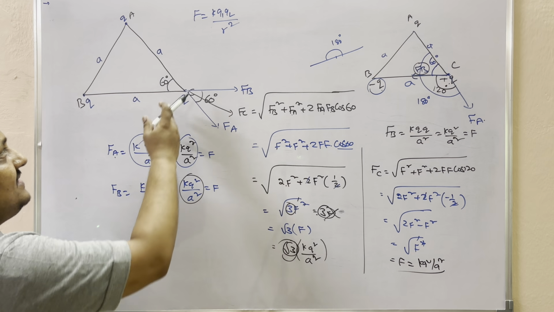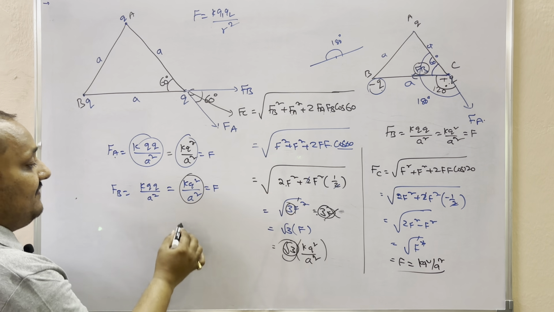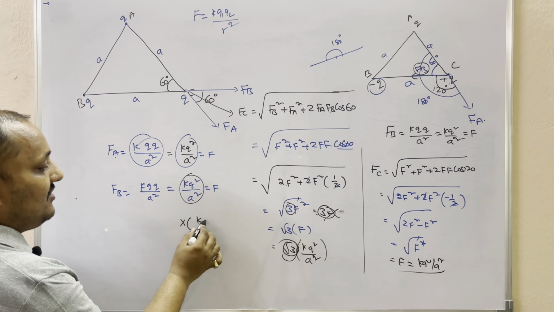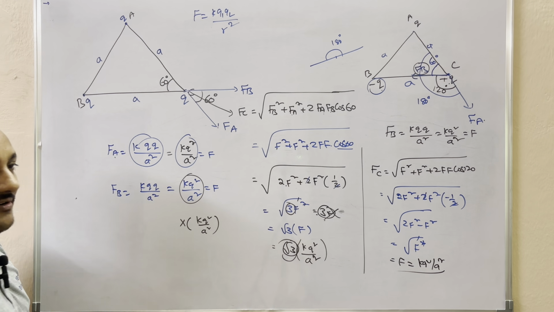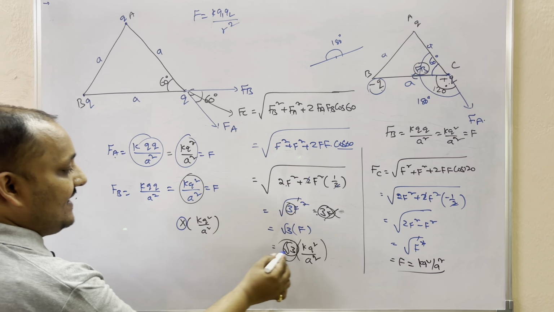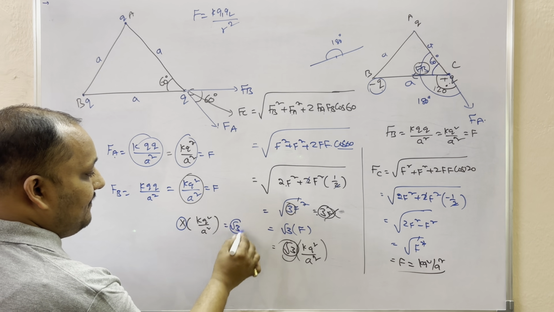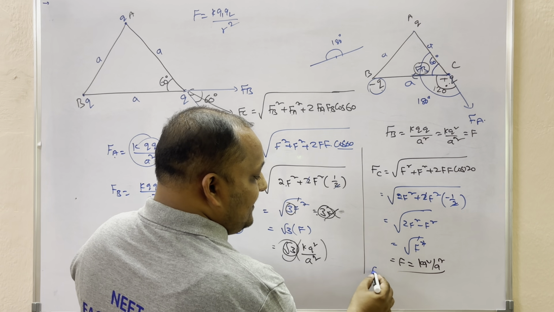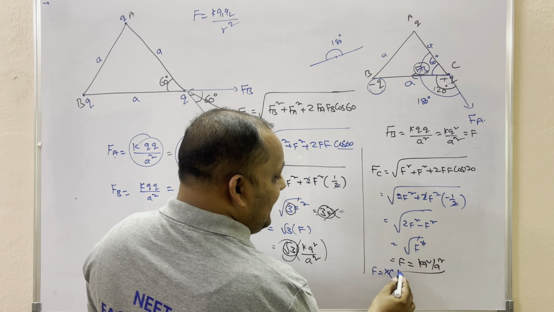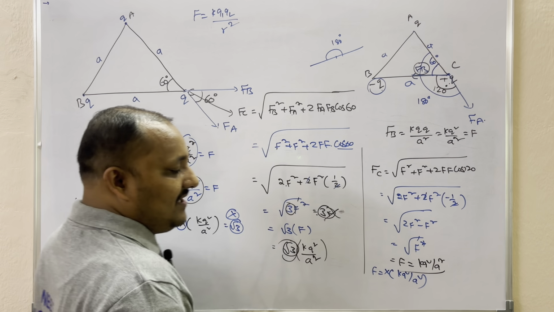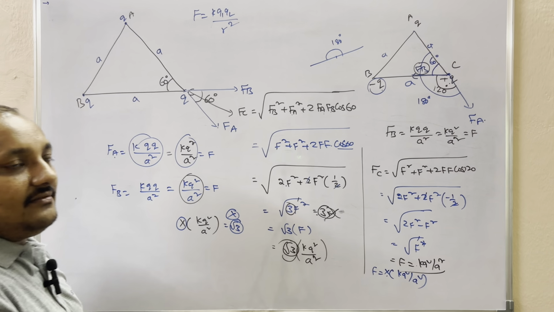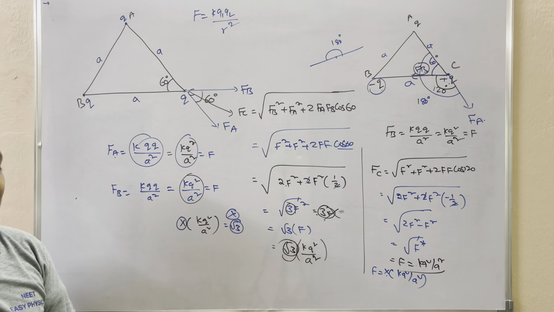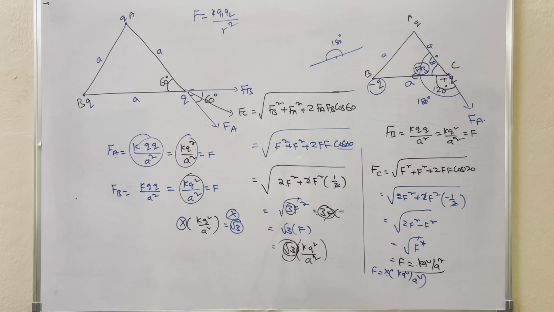If you practice like this, you are going to get the answer. How will they ask the question? The resultant force on any one of the charges is x times K Q square by A square. What is this x value? X is going to be root 3. Here also it is the same. The resultant force on a positive charge is x times K Q square by A square. What is this x value? They will ask, isn't it? So like this they are going to ask if they give different charges. Just practice slowly and you are going to get the answer.